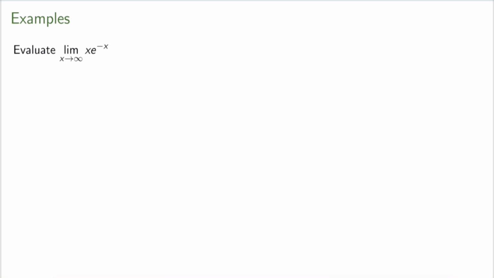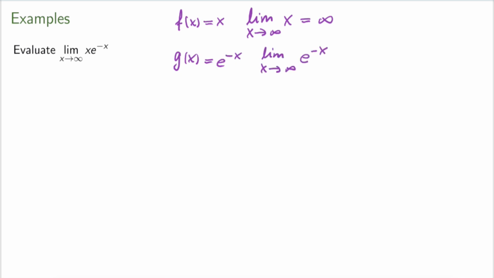Limit as x goes to infinity of x times e to the minus x. So we could call the function f to be x, and then the limit is infinity. We could call the other function e to the minus x and study the limit also. And the limit of e to the minus x for x to infinity is 0. Okay? So looking at the original function, this is a problem of the form infinity times 0.